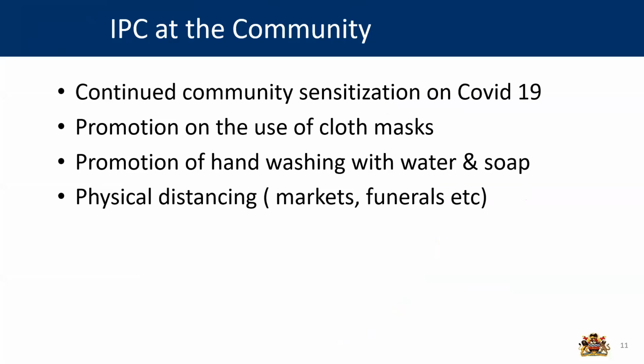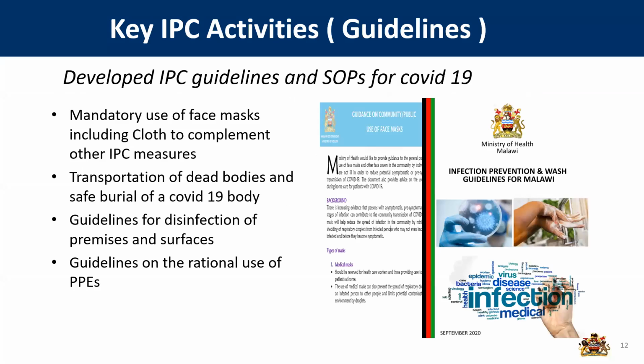At the community level, Malawi has a strong community health system supported by community health workers called health surveillance assistants. They are trained to provide health promotion, health education, as well as community sensitization and screening. So we've been reinforcing use of face masks at the community level, as well as social distancing. We've developed guidelines and standard operating procedures for COVID-19.